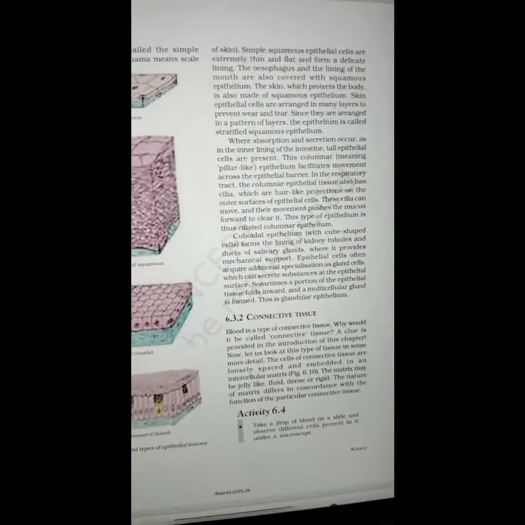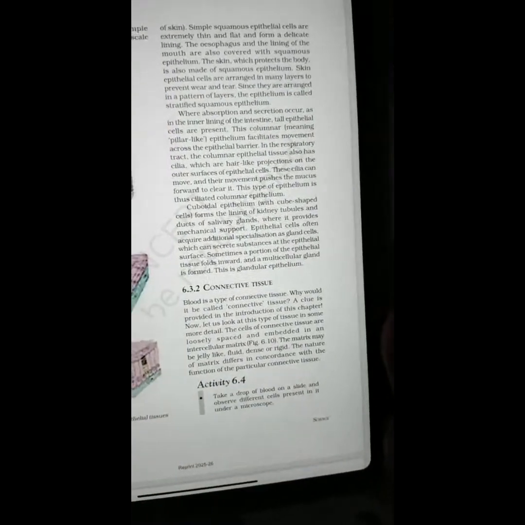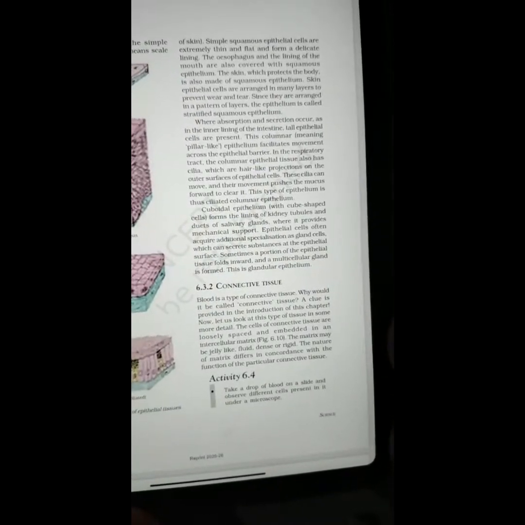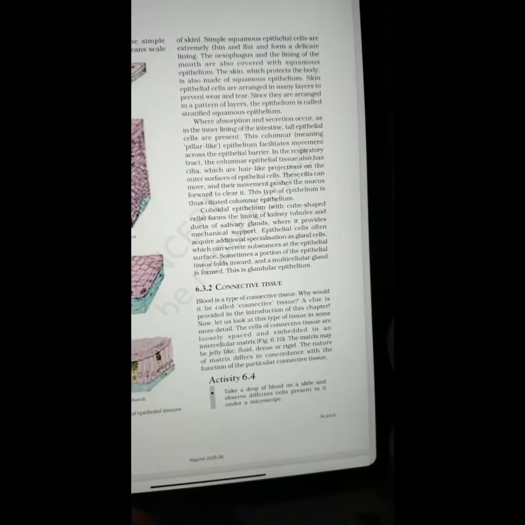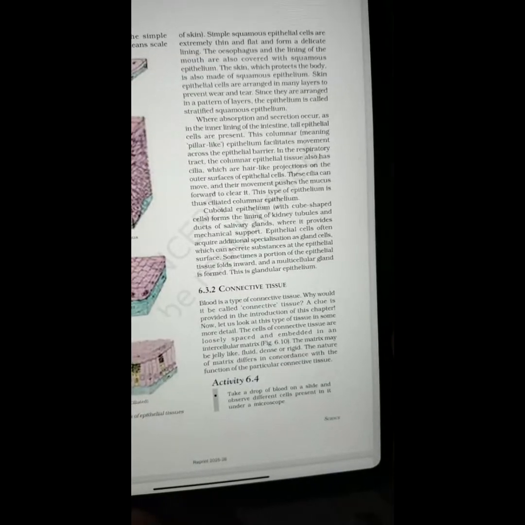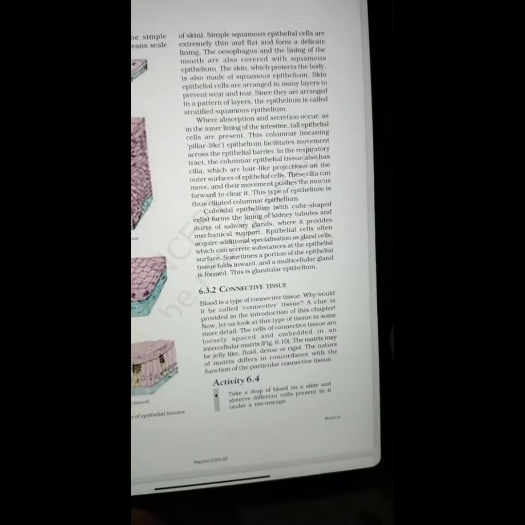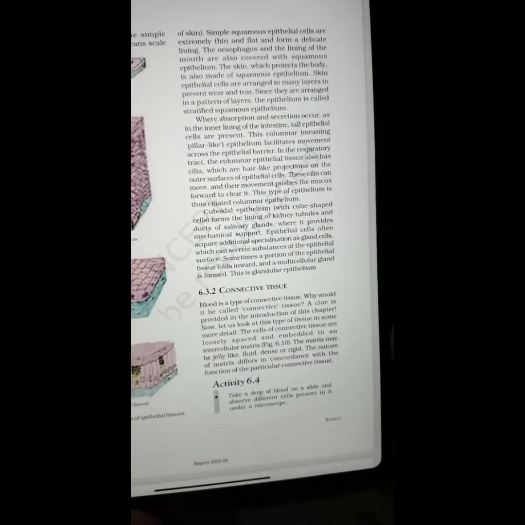So we are coming to the heading 6.3.2, connective tissue. The screen is visible. Blood is a type of connective tissue. Why would it be called connective tissue? A clue is provided in the introduction of this chapter. Now let us look at this type of tissue in some more detail.